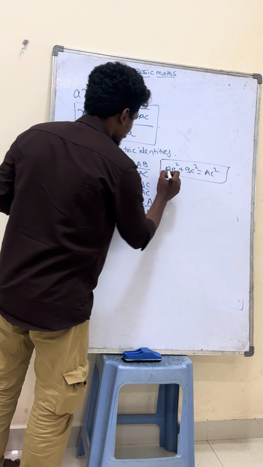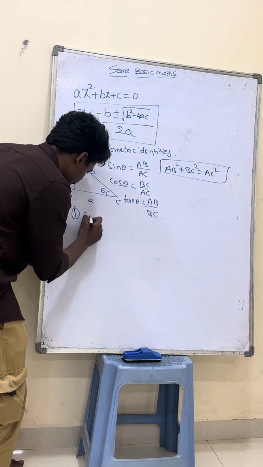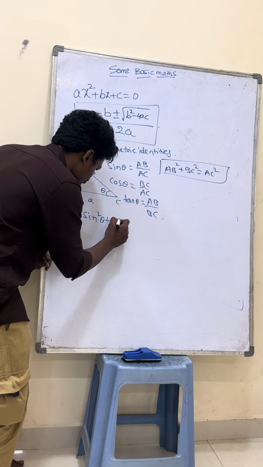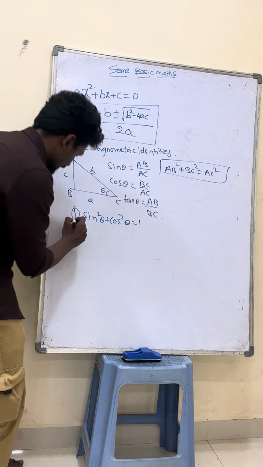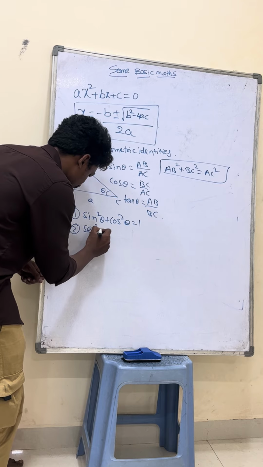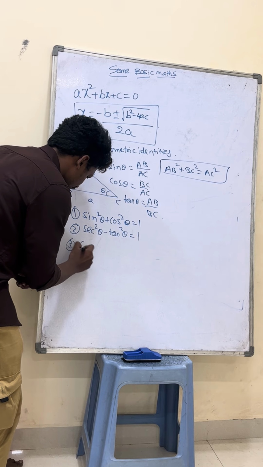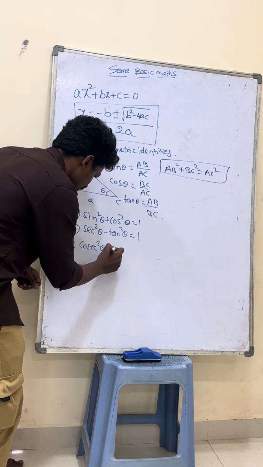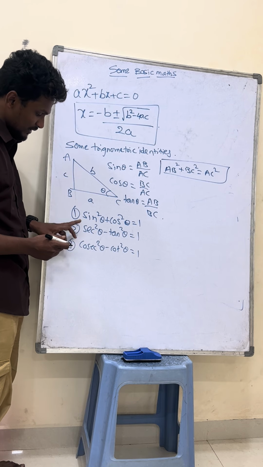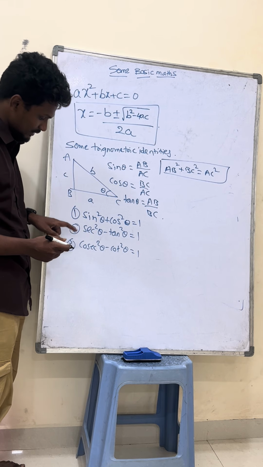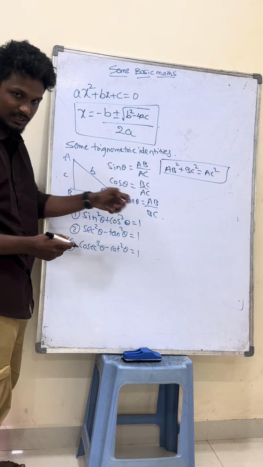And we got some trigonometric identities that we better remember. First, quite important, sin square theta plus cos square theta is equal to 1, and secant square theta minus tan square theta is equal to 1. Cosecant square theta minus cot square theta is equal to 1. Trust me, you won't be using these two formulas anytime soon in your NEET preparation, but this one is quite famous and quite important: sin square theta plus cos square theta is equal to 1.